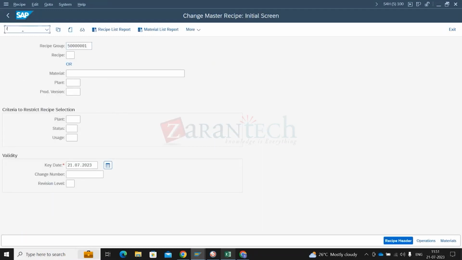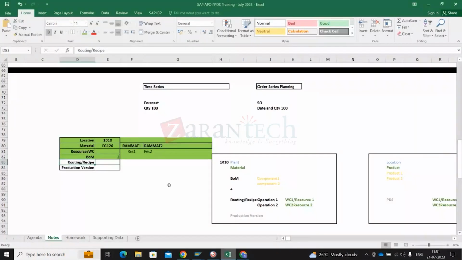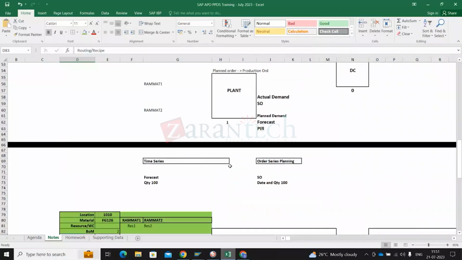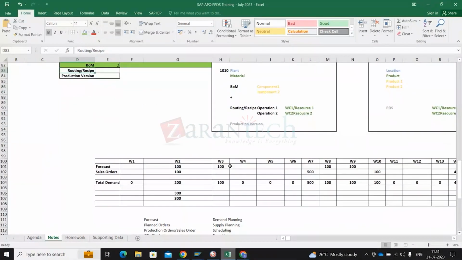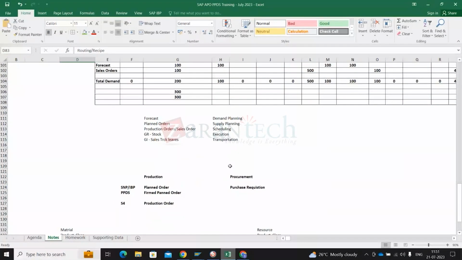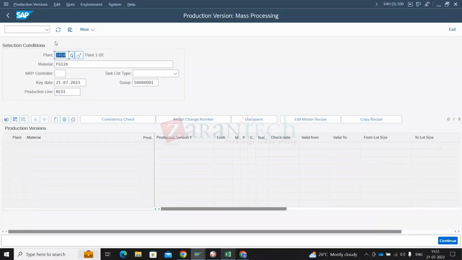Very quickly now, what I want to do is to create a production version. Okay, because you remember the PDS is a combination of BOM and routing, correct? BOM and recipe. So let us create a production version. So the transaction to create production version is C223, specify those things, production line, this goes, and let's see if there is anything.